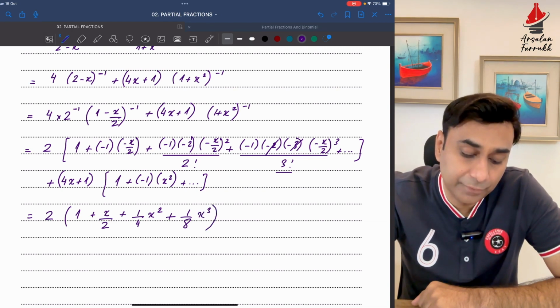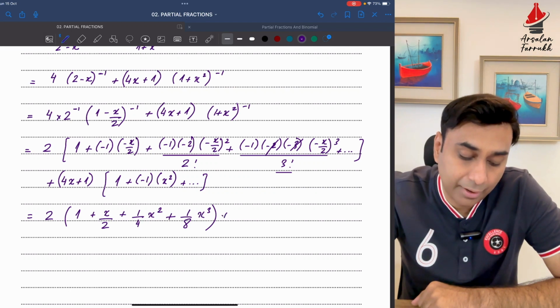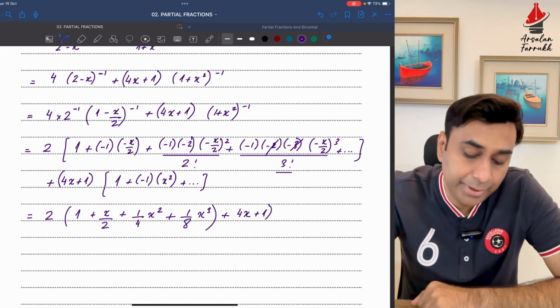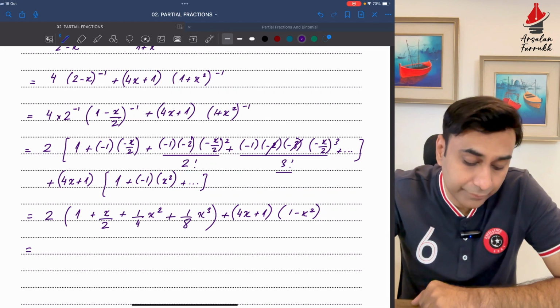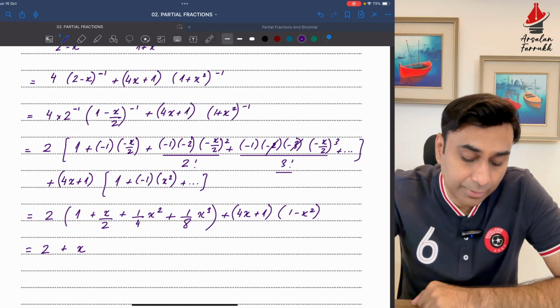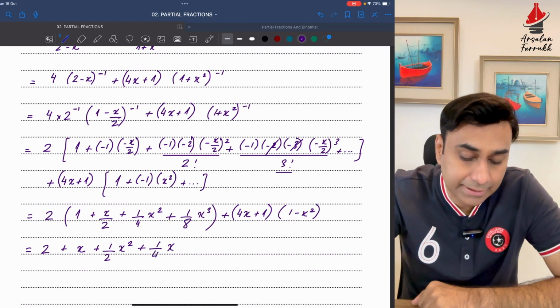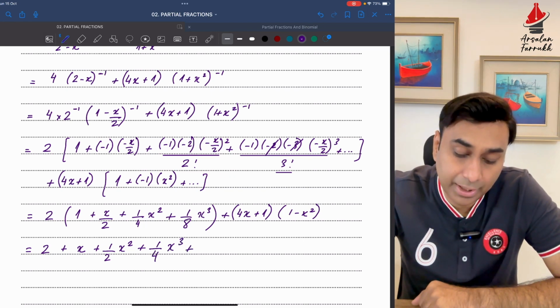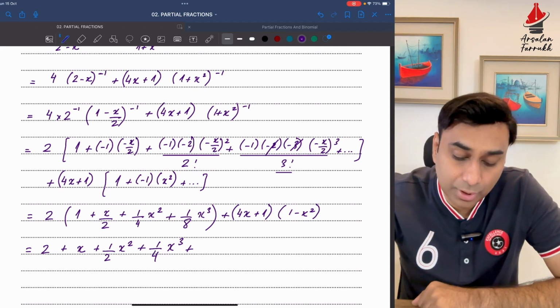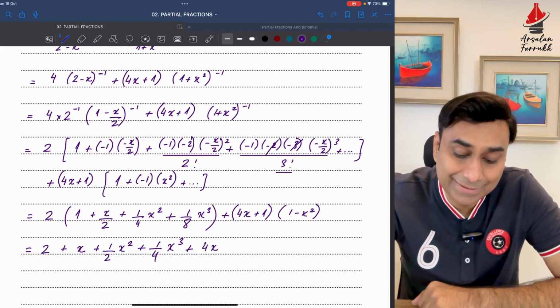Now this is the expansion of the first part of the series, and then I have 4x plus 1 being multiplied by 1 minus x squared. I have to continue on with the simplification. 2 times 1 is 2, 2 times x by 2 is x, 2 times 1 by 4 is going to be 1 by 2 x squared plus 1 by 4 x cubed. And here I have to multiply these two products. So 4x times 1 becomes 4x. 4x times minus x squared becomes minus 4x cubed. 1 times 1 becomes 1. And 1 times minus x squared becomes minus x squared.